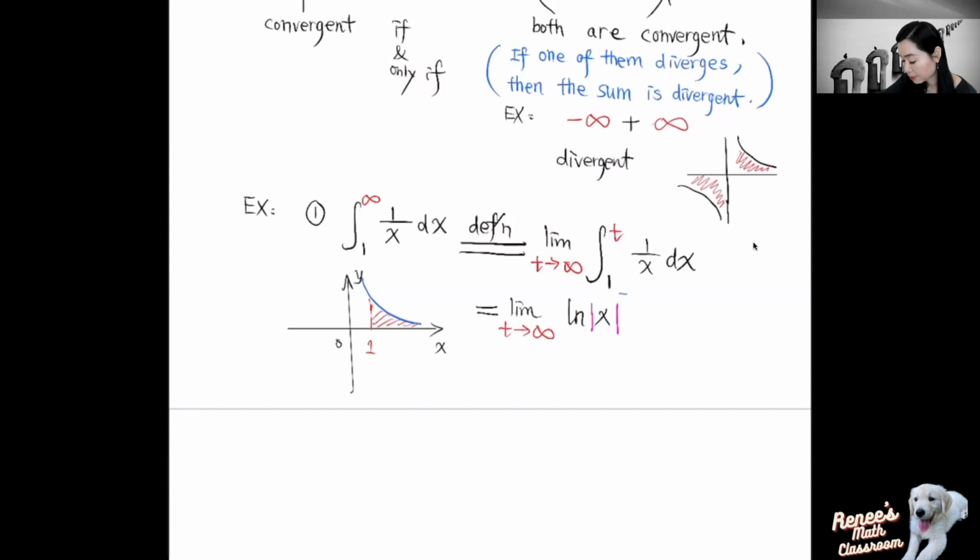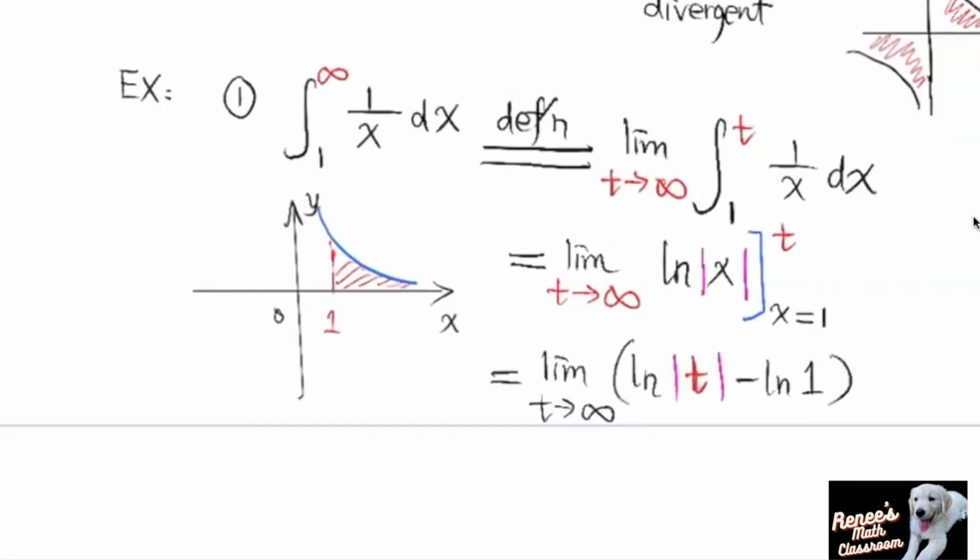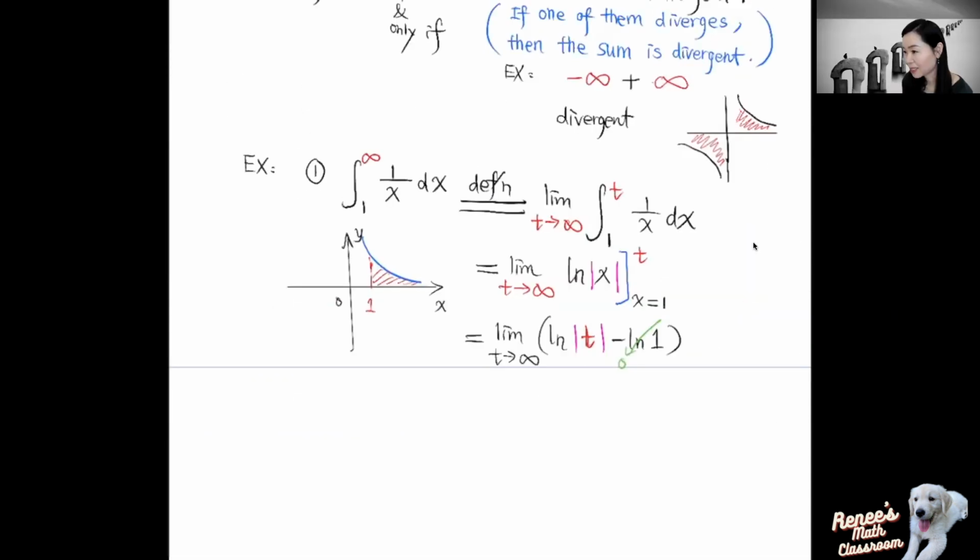Okay, so remember this x goes from 1 to t, which is going to be equal to, let t go to infinity, ln of absolute value of t minus ln of 1. Well, we know ln of 1 is equal to 0, right? So we're taking the limit of ln of t, where t goes to infinity. As t goes to infinity, ln of t also goes to infinity.